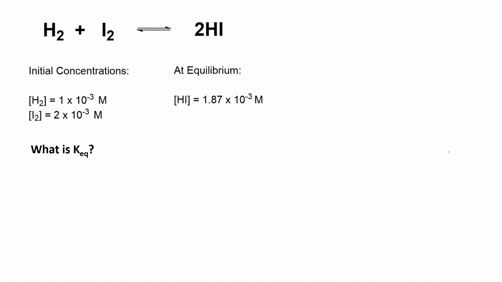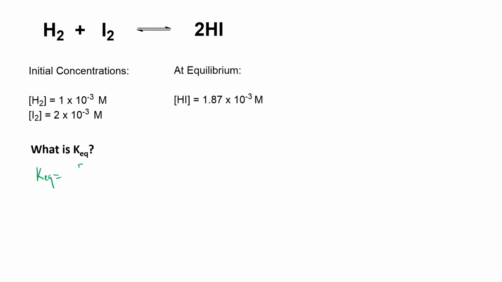So here we go. All right, in this case, we're given a formula: H2 plus I2 goes to 2HI. We're given some initial concentrations, so the initial concentration of H2, the initial concentration of I2, and then we're given an equilibrium concentration. And we're asked to find what is KEQ. So we're looking for a numerical value in this case, right? But if ever we're looking for a numerical value, a good place to start is with the KEQ expression.